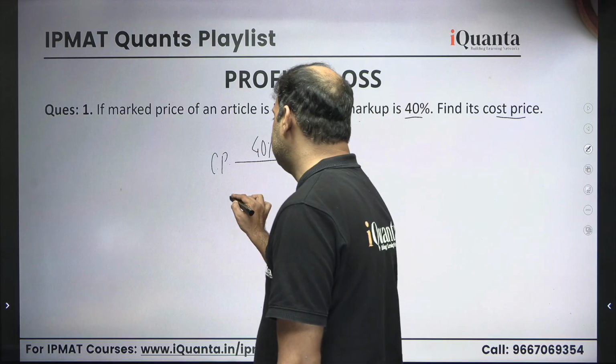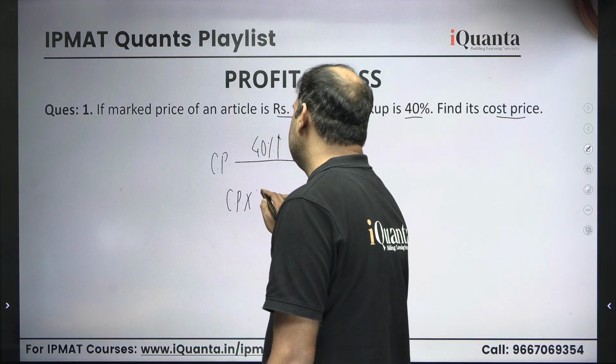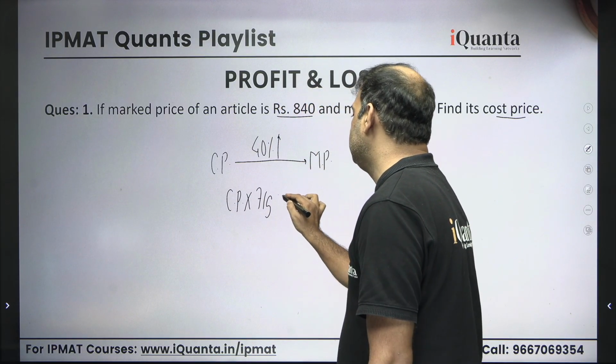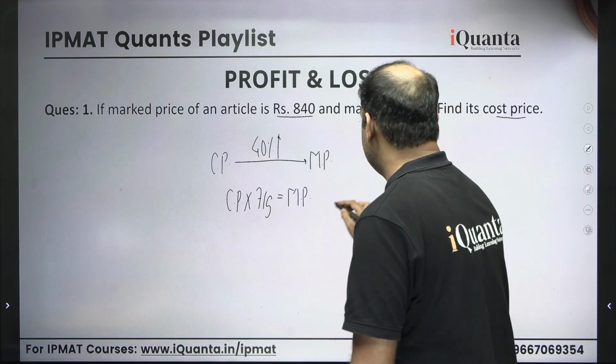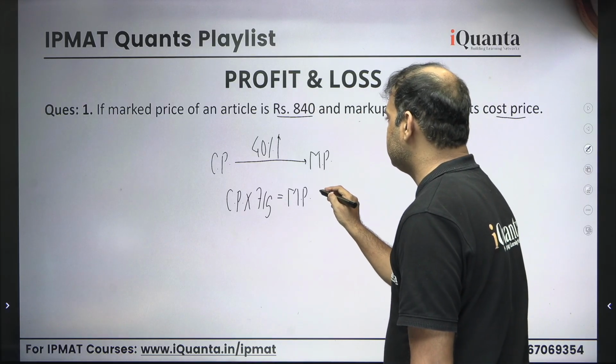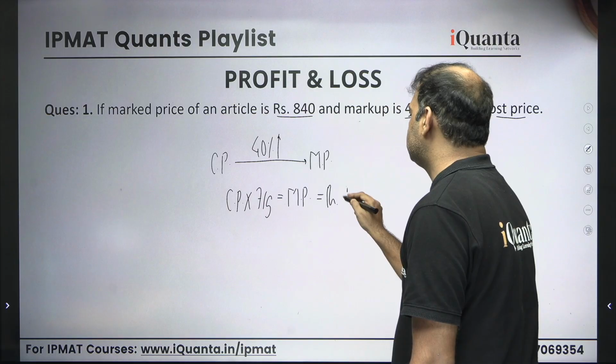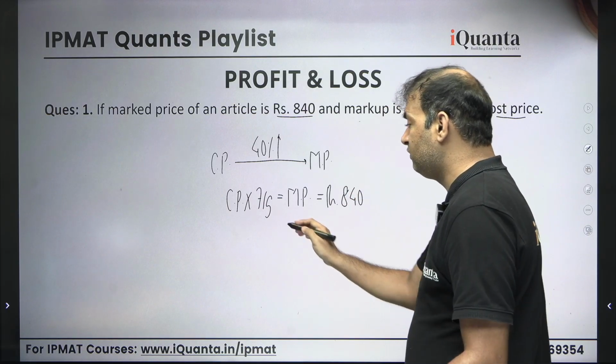So cost price into 7 by 5 has to be the mark price, all right? It has to be the mark price, simple. Okay, now what shall we say? Mark price value is how much, guys? It is rupees 840. Okay, now if I put this here, we shall get the value of cost price as well.